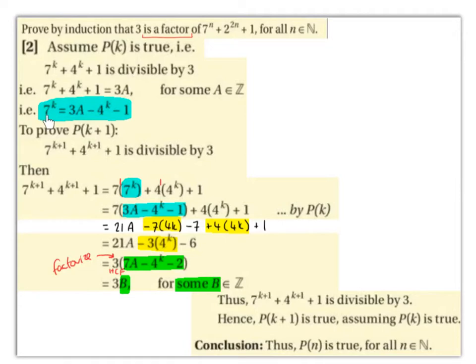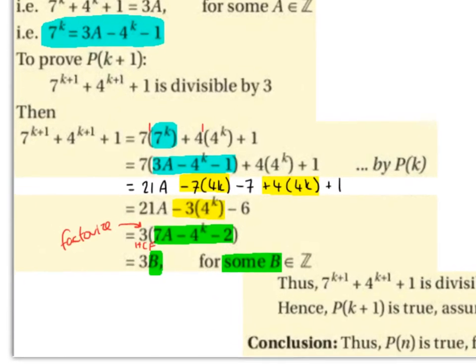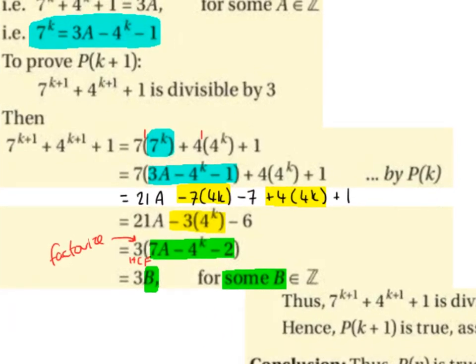Now up here we got the 7 to the power k on its own. So we can swap 7 to the power k for 3a minus 4 to the power k minus 1. So we have 3a minus 4 to the power k minus 1 in brackets. Then we bring down the plus 4 times 4 to the power k, and we bring down the plus 1. Next we multiply out the brackets. 7 times 3a is 21a. 7 times minus 4 to the power k is minus 7 times 4 to the power k. And 7 times minus 1 is minus 7. And then 4 times 4 to the power k, we just leave as 4 times 4 to the power k. And we bring down the plus 1.